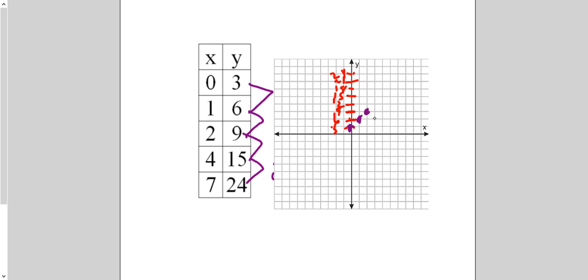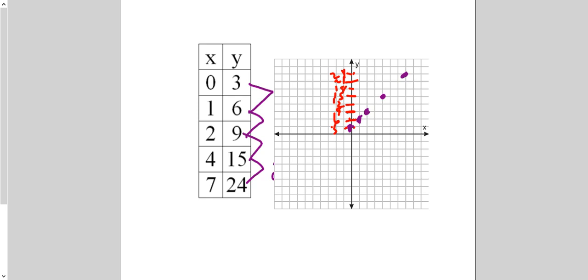And then I jump, right? I go 4, 15. So 1, 2, 3, 1, 2, 3, 4. 15 is right here, and then 7, so 5, 6, 7 here, and 24. I want you to take a look at these points, and what you should see is that these points are actually creating a straight line.